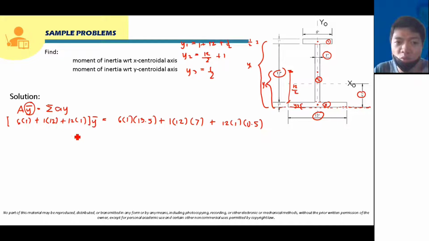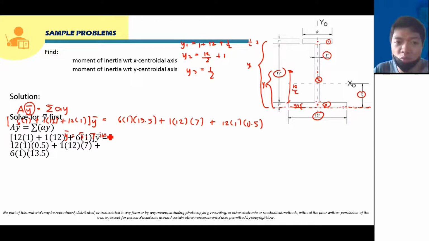So from here, you can already solve for y bar. What's the answer for y bar here? All right, 5.7. What's the unit for this? All right, so this will be inches. Is this correct? 5.7 only, class, is that also what you got? Nothing follows after that? Okay.